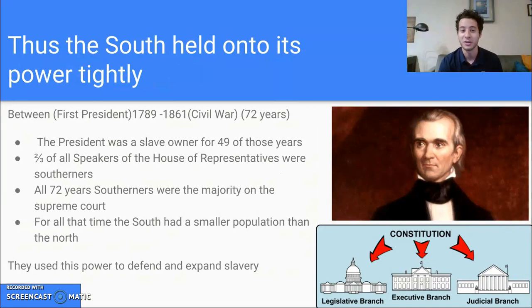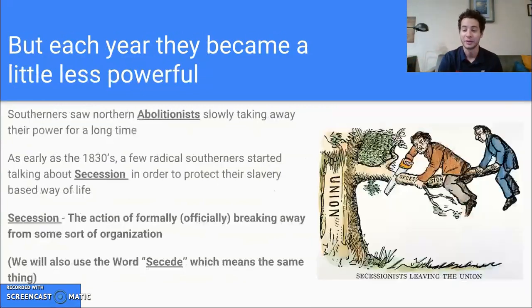For all of those 72 years they had spent with a pretty tight grip on power that gave them a lot of ability to make compromises. Even though they were the minority, they had a lot of the power. They saw it slipping away, though. And they saw abolitionists taking a little bit more power. That is the earliest talk of secession that we know of.